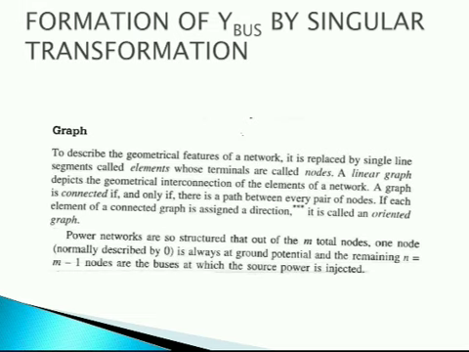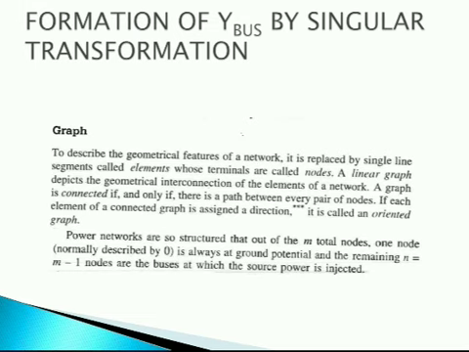Power networks are so structured that out of the m total nodes, one node, normally described as 0, is always at ground potential, and the remaining n equal to m minus 1 nodes are buses at which the source power is injected.